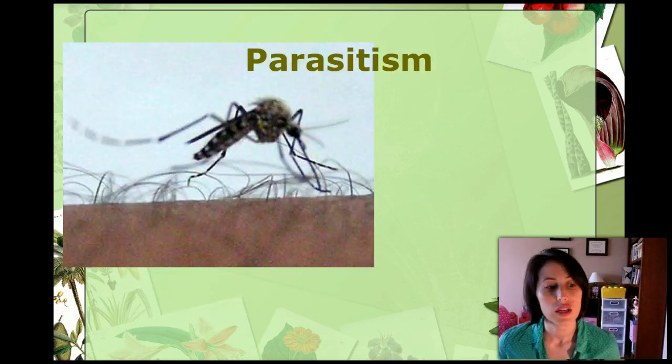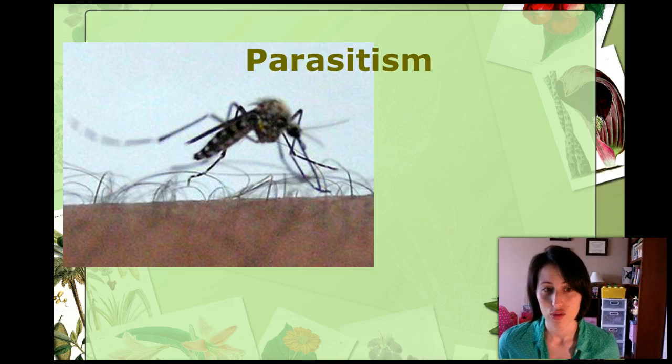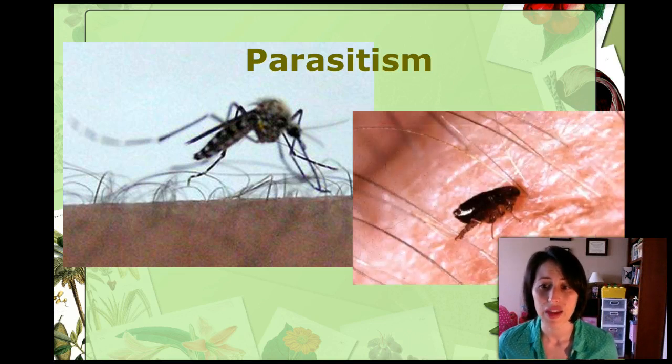All right, so here's an example of parasitism. This is a mosquito biting a human, and they actually suck the blood from humans and other organisms to get their nutrition source. Same thing with fleas, kind of gross, but that's part of an ecosystem.